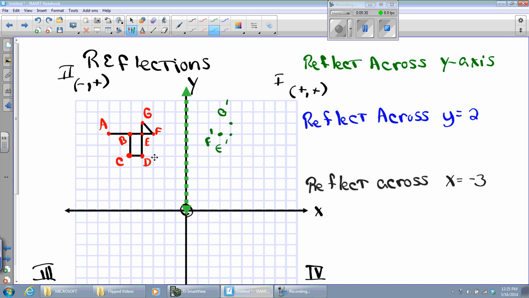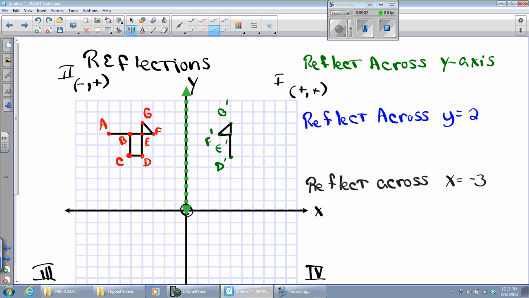Okay. D is 1, 2, 3, 4. 1, 2, 3, 4. There's D prime. Now, if I'm confused, I'll just make sure I know G and F go together, right? G and E go together. Okay, F and E go together. All right, E and D go together. And you see, this shape is starting to draw itself.